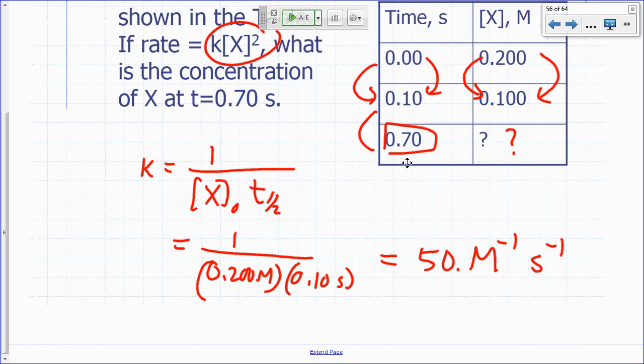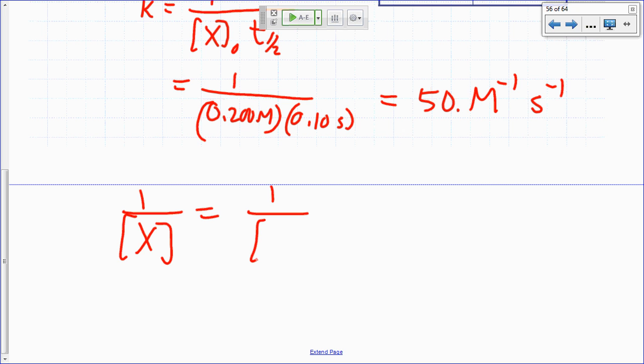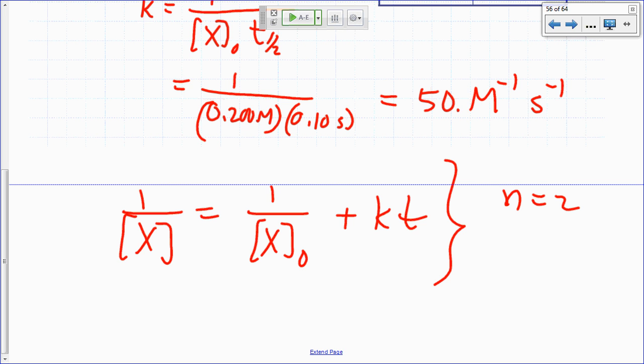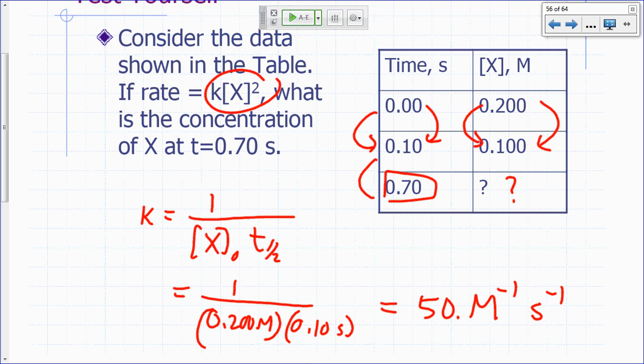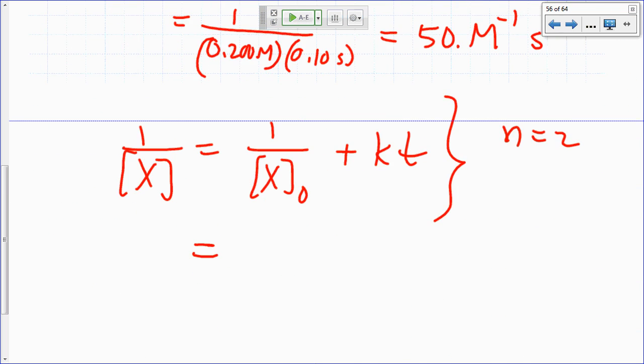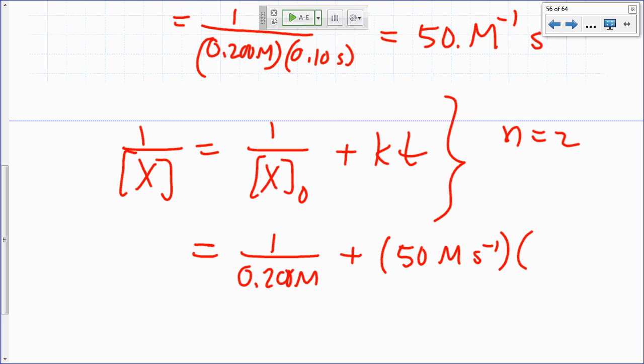So how do I solve for my concentration at t equals 0.7 seconds? What do I do there? I'm going to say 1 over x at time t is equal to 1 over x naught plus kt. This is the equation you use if n equals 2, second order, right? So what's 1 over x naught? X naught is our starting concentration. It's 0.2, right? So this is x at time 0, x naught. So 1 over 0.2 moles per liter plus our rate constant is 50 per molarity per second times our time. You're being asked for the concentration at 0.7 seconds, right? So seconds cancel out.